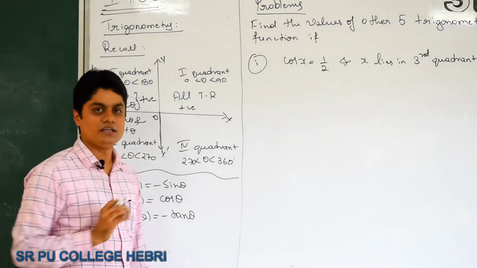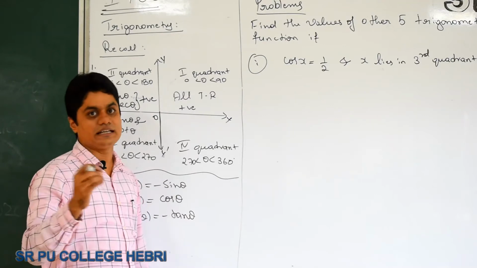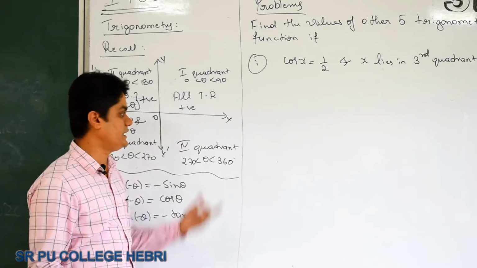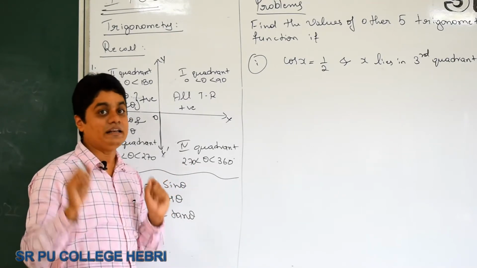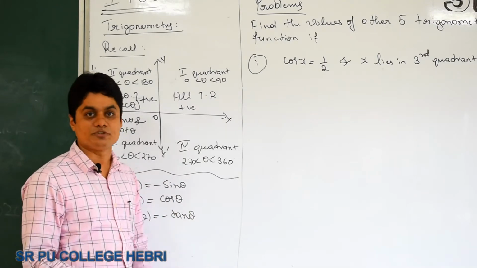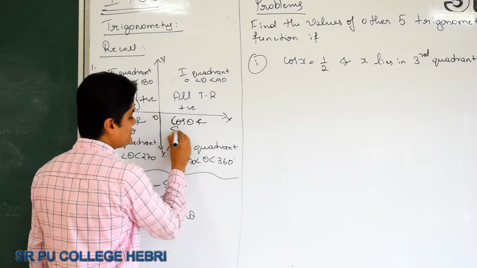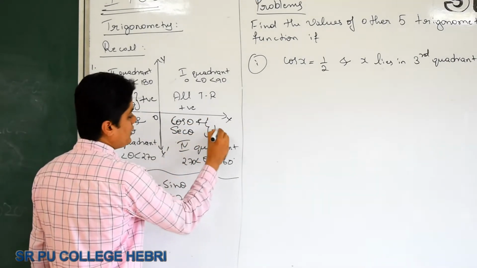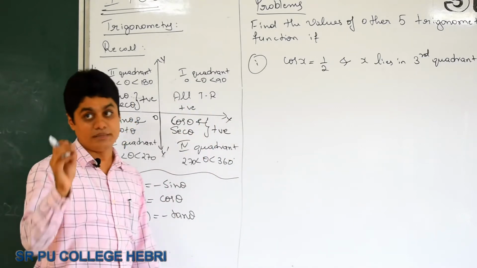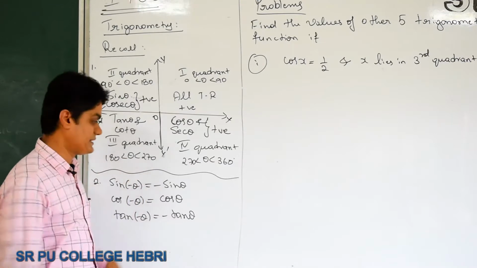Fourth quadrant, which is the range 270 to 360 degrees. Whenever theta is between 270 to 360 degrees, we are in the fourth quadrant. In the fourth quadrant, which trigonometric ratios are positive? Very good. Cos theta and secant theta, remaining all are negative. This is an important concept. We did this in the last video, so please remember.